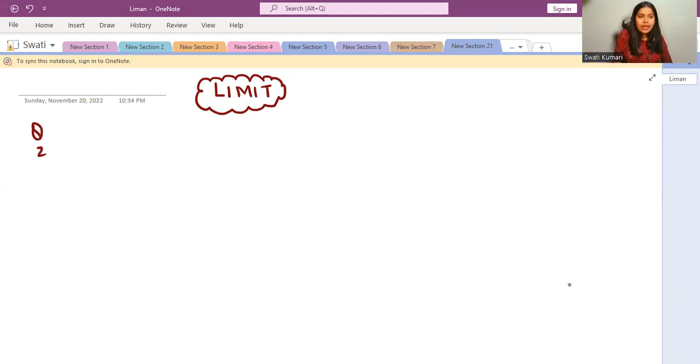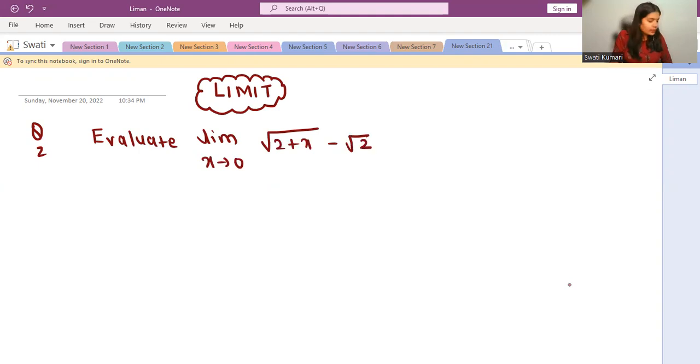The question is, we have to evaluate the limit. This is how we read the question of limits: limit x tends to 0, root over 2 plus x minus root 2, upon x.